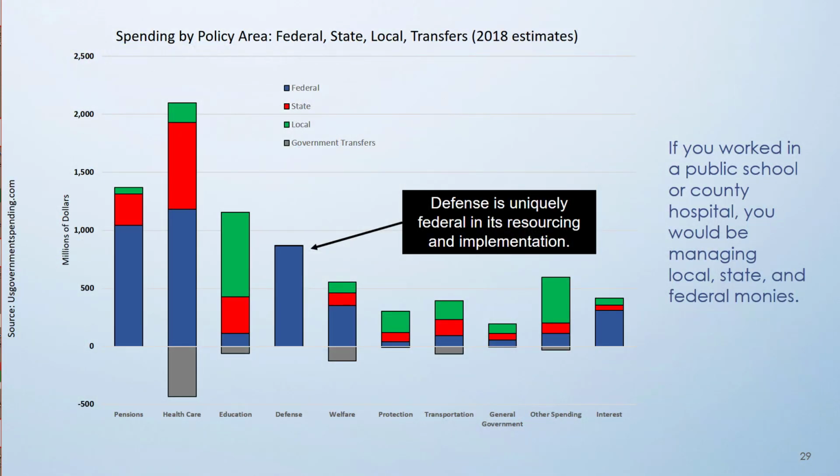Another point that's important to make, particularly as we look at defense and national security spending, is that those functions, those policy areas, are overwhelmingly federal. Other policy areas in our society, such as healthcare or education, see funding coming from multiple sources. And if you see the note here on the slide, if you worked in a public school or a county hospital or for a transportation agency, you would be juggling multiple pots of money that arrive at different points in the year, have different expirations, different sets of rules, and the funding can become very complex.